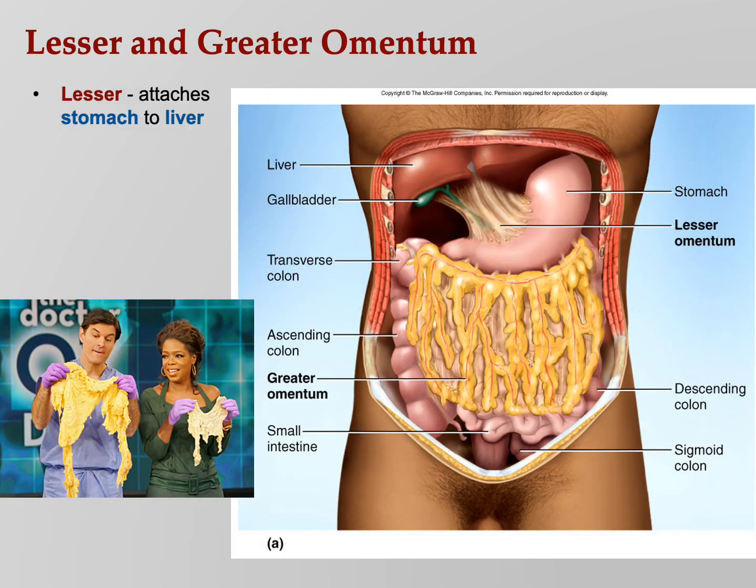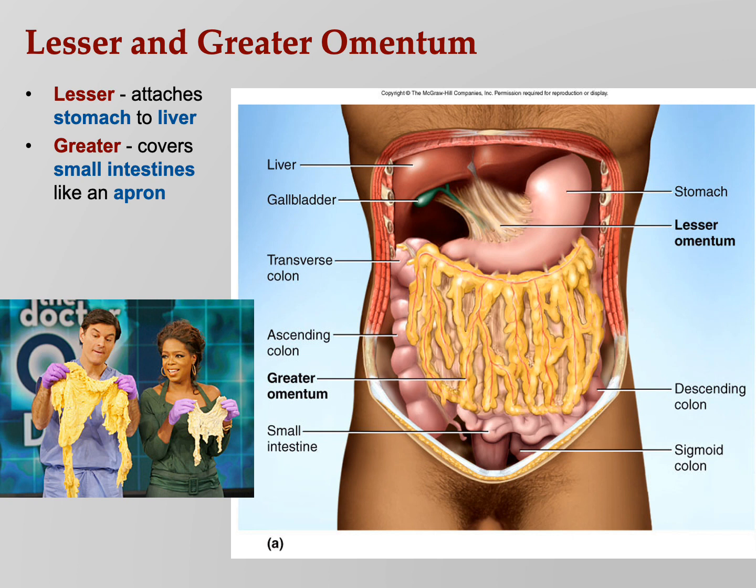So the lesser and greater omentum. Lesser omentum attaches the stomach to the liver. It's kind of like a hanger. The stomach has to hang off of the liver. That keeps it from falling down into the bottom of your pelvic cavity. The greater omentum covers the large intestine. Well, it covers the small intestine, goes around the borders of the large intestine.